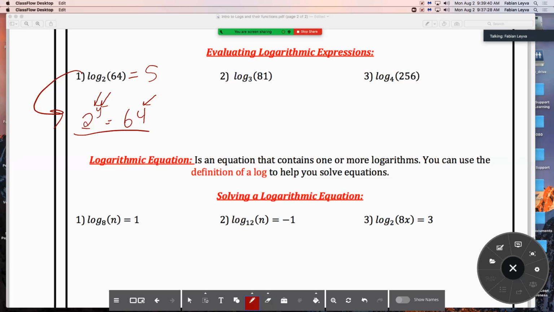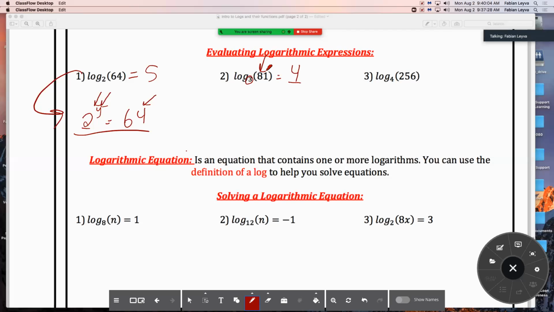Anybody have that for me really quick? 3 raised to what equals 81? I think someone said 4. All right, awesome. Yeah, so log base 3 of 81 equals 4 because 3 raised to the 4 equals 81. 3 times 3 is 9, times 3 is 27, times 3 is 81.